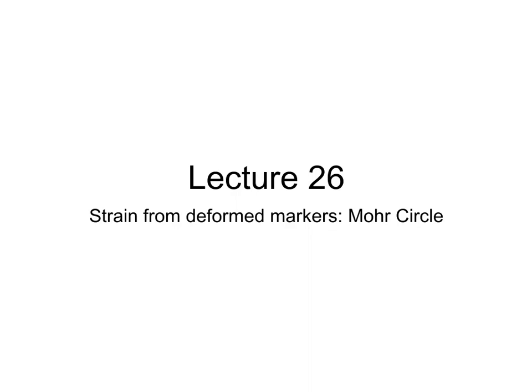Lecture 26, Strain from Deformed Markers and the Mohr Circle. In the previous lecture, we looked at several geometrical techniques to determine the strain from deformed markers in the rock. In this lecture, we will also consider deformed markers, but use the Mohr circle to determine the strain ellipse from them. This lecture covers 3 examples from Chapter 12 of Ragan.